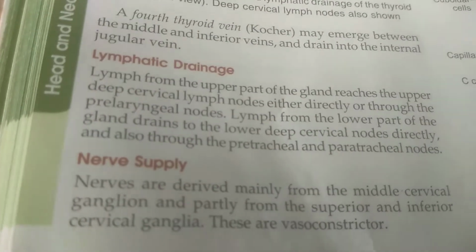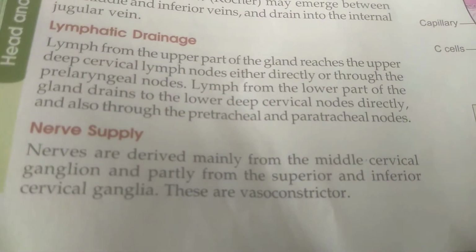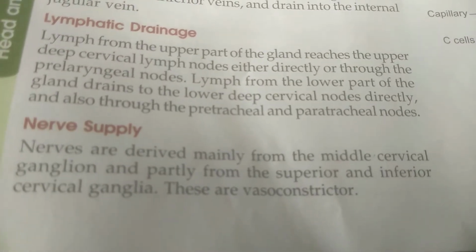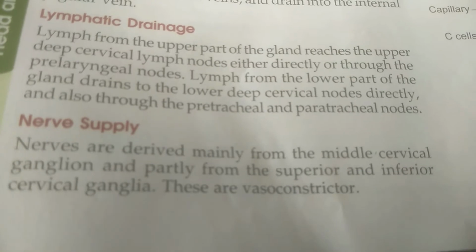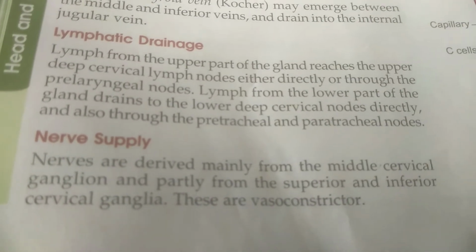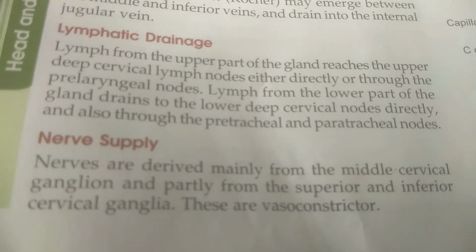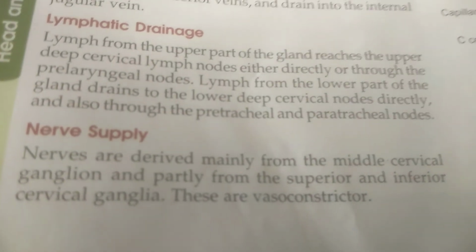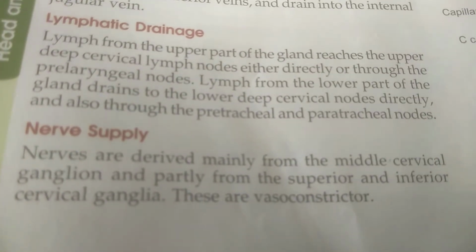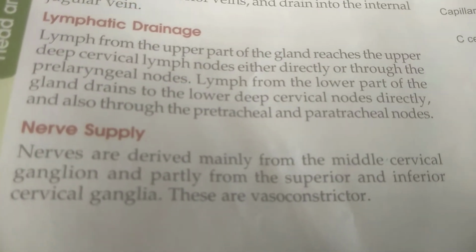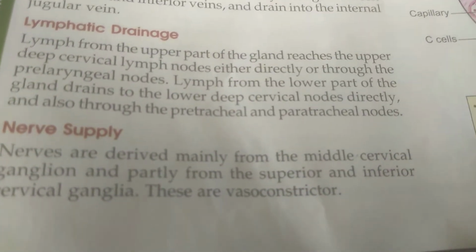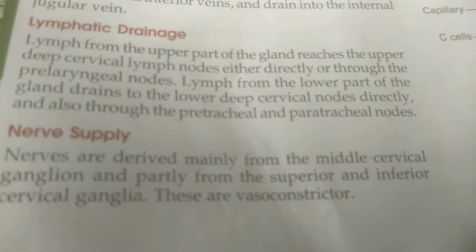The lymphatic drainage, lymph from the upper part of the gland reaches the upper deep cervical lymph nodes either directly or through prelaryngeal nodes. Okay, so basically आपको याद करना है कि deep cervical lymph nodes and prelaryngeal lymph nodes. And the lymph from the lower part of the gland drains to the lower deep cervical nodes directly, and also through the pretracheal and paratracheal lymph nodes. So you have to learn only the names.